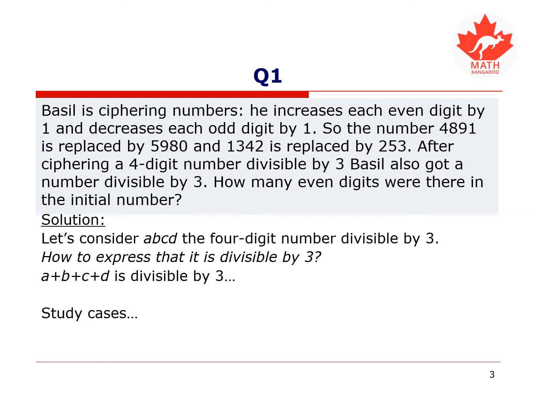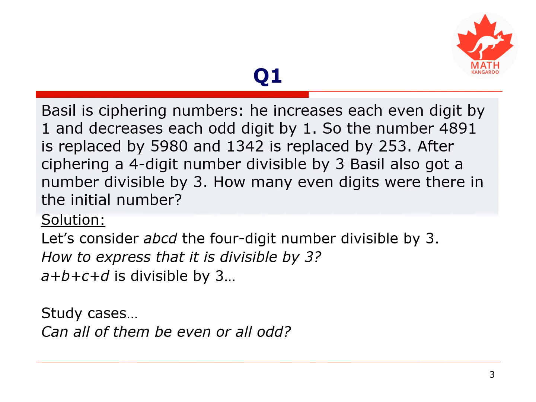Well, that's still a lot of 4-digit numbers out there, so we will probably have to study some cases, right? We might have the 4-digit number have some mixture of even and odd digits in it, perhaps all even or perhaps all odd. Is this possible?